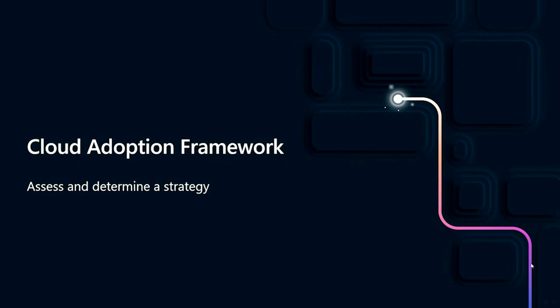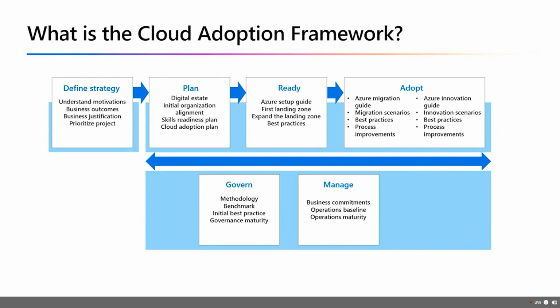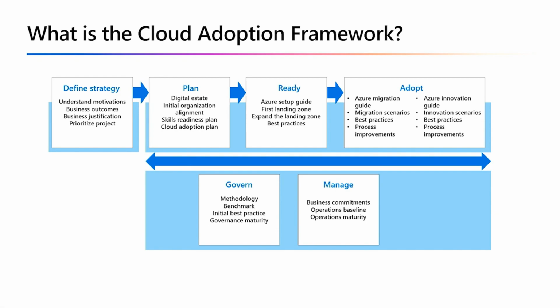Now let's take a look at the Cloud Adoption Framework. The Cloud Adoption Framework, otherwise known as the CAF, is proven guidance that's designed to help you create and implement the business and technology strategies necessary for your organization to succeed in the cloud. It provides a full lifecycle framework and includes best practices, documentation, and tools that cloud architects, IT professionals, and business decision makers need to successfully achieve their short and long-term objectives.